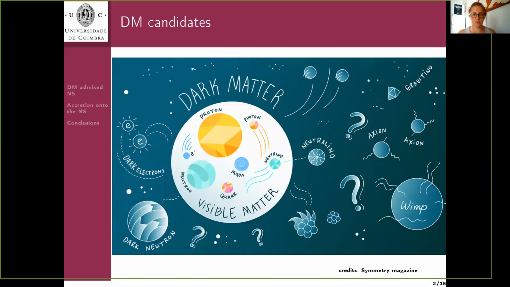Despite the existence of many dark matter candidates, the nature of dark matter still remains unclear. In this context, astrophysics provides means for constraining properties of dark matter particles from their impact on astrophysical objects. Neutron stars are good laboratories for it, as they may trap dark matter inside the star.